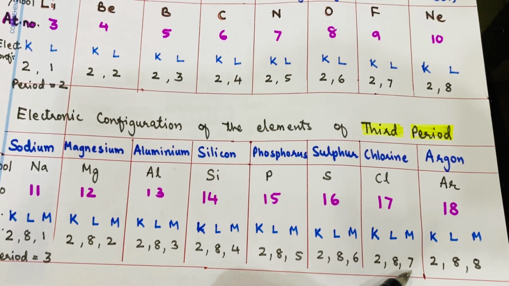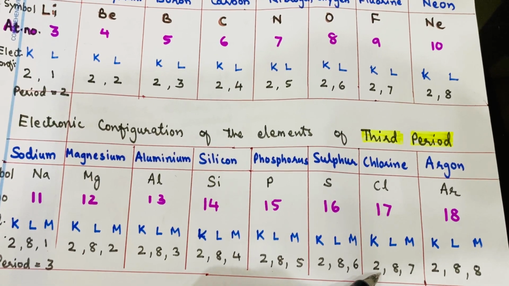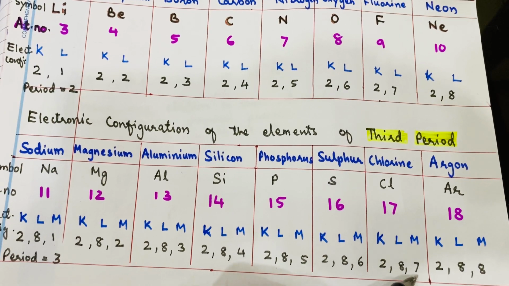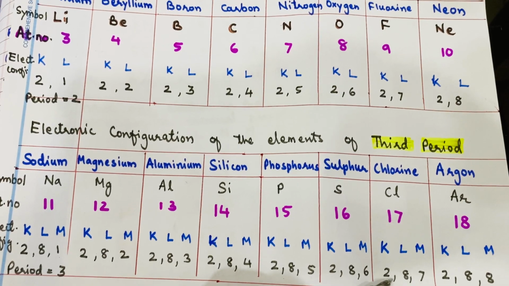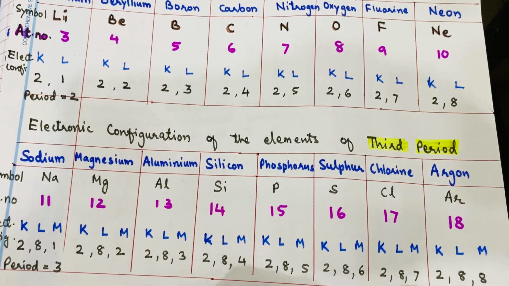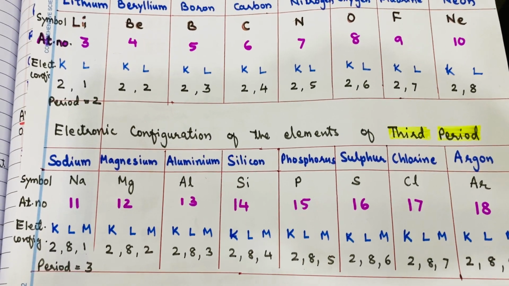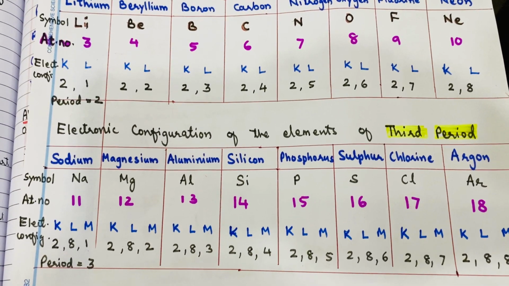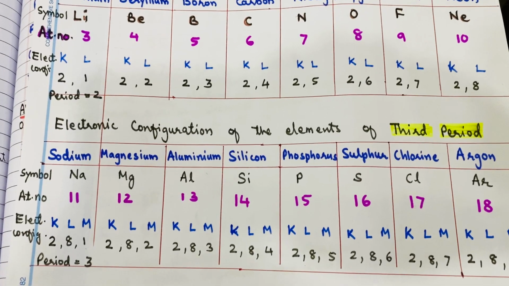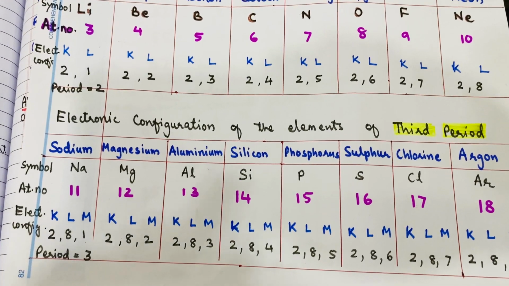Okay, now period. Which period does it belong to? 1, 2, 3. 3 shells are filled with electrons. So that's why the period is 3. Group 17, period 3. Such questions are asked in the exam. So based on this electronic configuration, you can find out the position of the element in the periodic table.